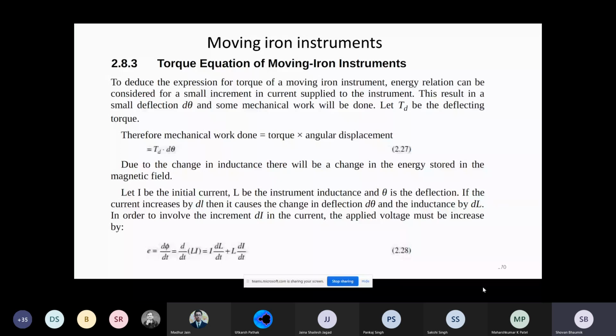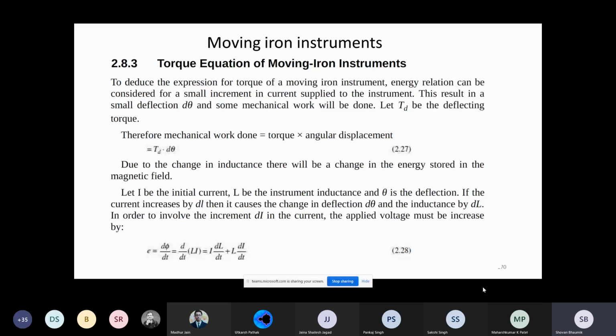At any point of time, d theta is the angular deflection and TD is the deflecting torque, which is produced by the repulsive force between the two magnets. So the total work done will be TD into d theta. Due to the change in inductance, there will be a change in the energy stored in the magnetic field. Let I be the initial current, L be the instrument's inductance. There will be a coil, so inductance will be there, and as the AC current is there, we need to take it into account. And theta is the deflection.